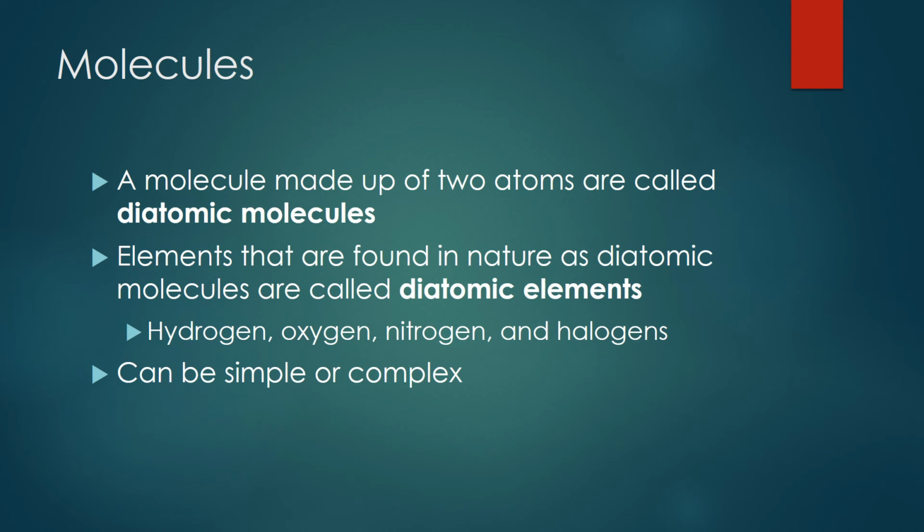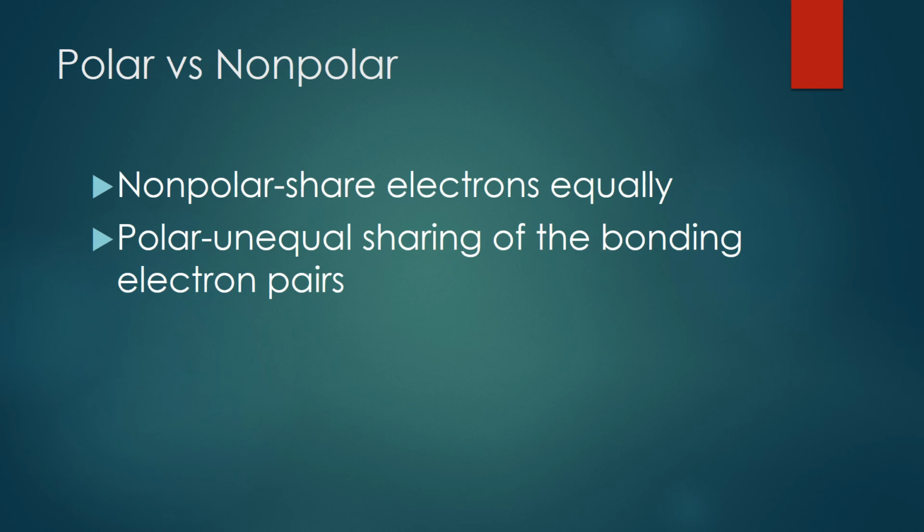And also with these molecules, they can be really simple as O2, or they can be really complex, where we have things like glucose, that's C6H12O6. So it just depends on what we're looking at.